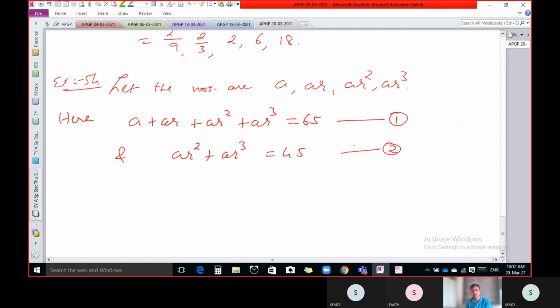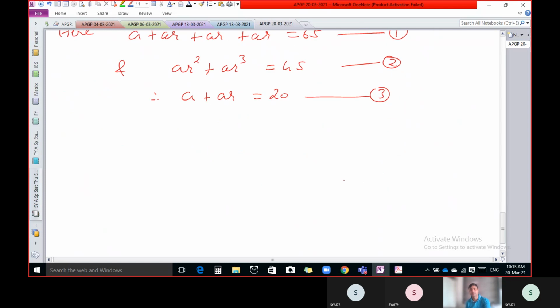Now we have to solve these two, but instead of solving these two, it is better to write the other two terms. Can you tell me what is a plus ar? It is 20. Why 20? Because 45 is given in equation 2. So if we take 45 to this side, we get a plus ar is 20. Now it is better to solve equations 2 and 3 instead of 1 and 2.